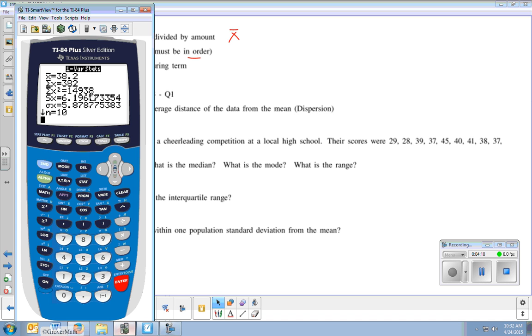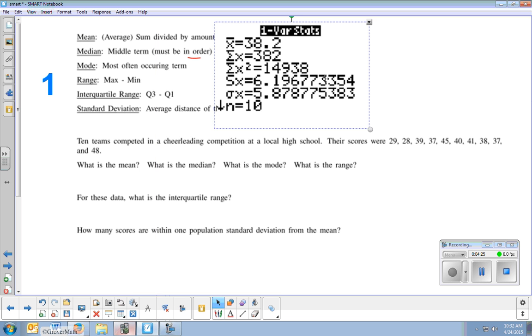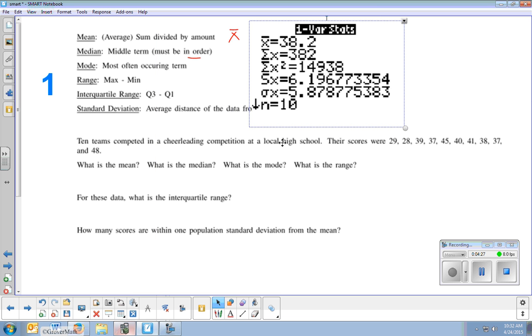This is a lot of good information in here. First, the top thing with the X with the bar over it, if I drag this screen over right here, that's your average. So you don't actually need to spend a lot of time doing average manually. Calculator will do it for you. So the average, the mean, is 38.2.